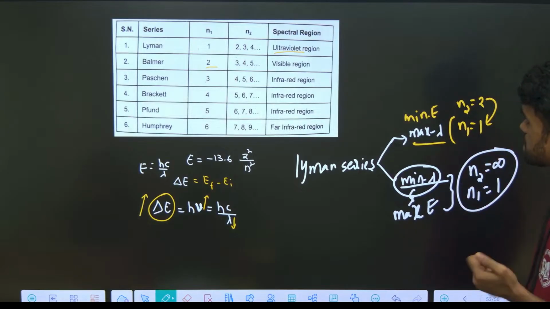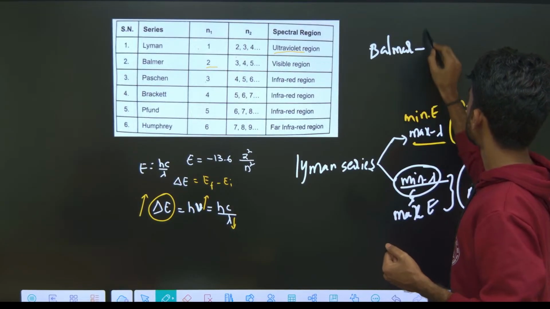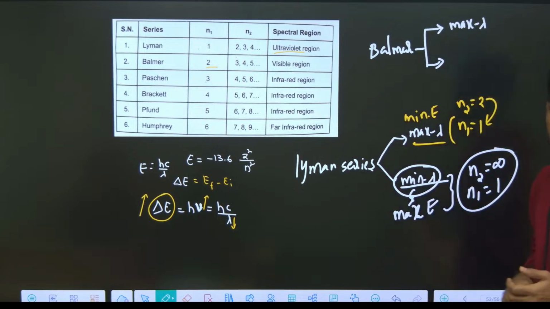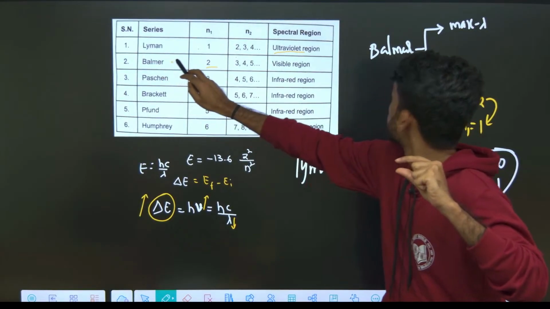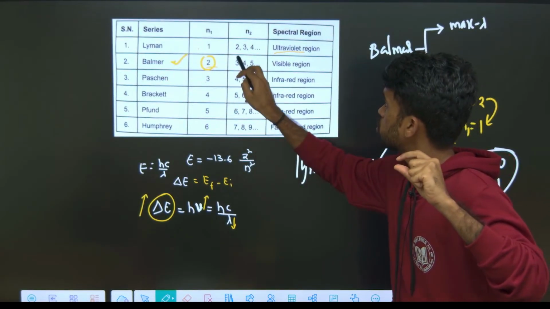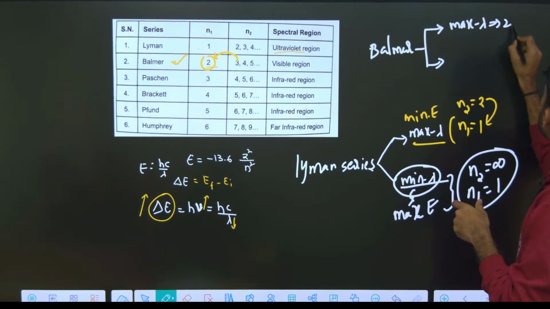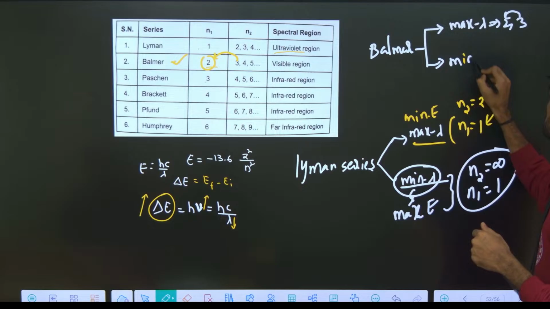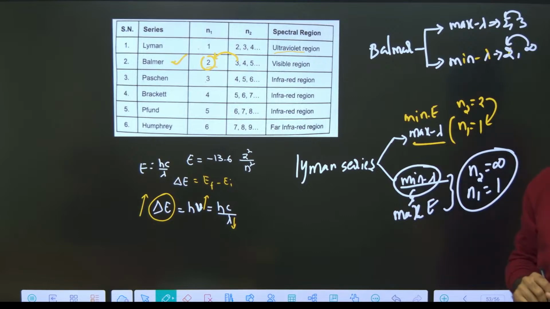Yeah. Next, tell me similarly for the Balmer series, for maximum or minimum lambda. For maximum lambda, 3 to 2. We are talking about Balmer, so 3 to 2 is the minimum energy difference, so maximum lambda. And for minimum lambda, it means infinite to 2. Okay, this is a transition you can remember.